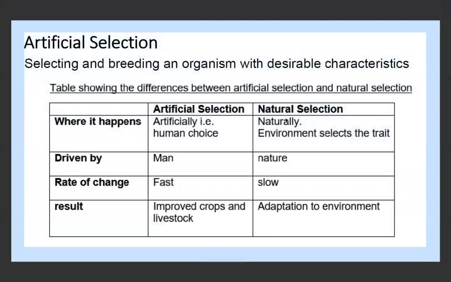You can have a look at this table again. One of the other important things to note is that artificial selection happens a lot faster because humans do the breeding and the reproduction, or cause the reproduction, whereas natural selection occurs a lot slower.